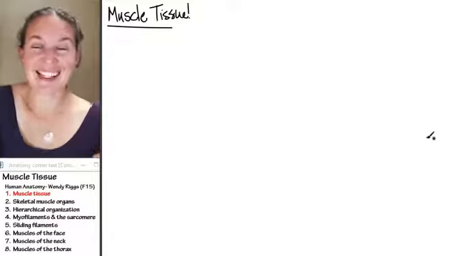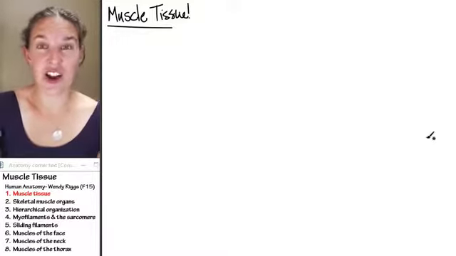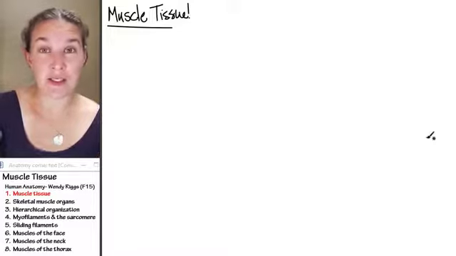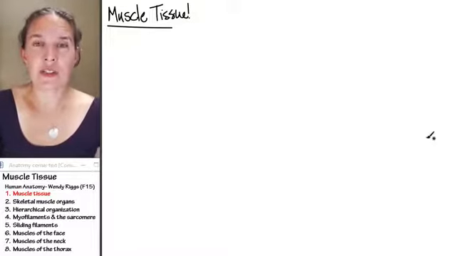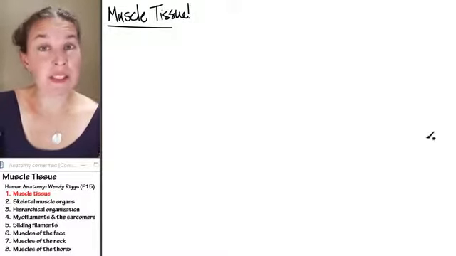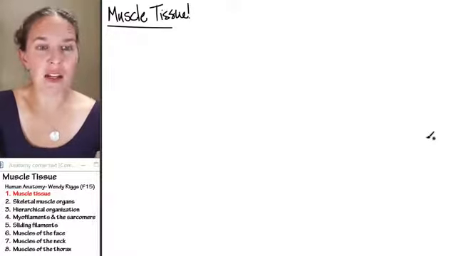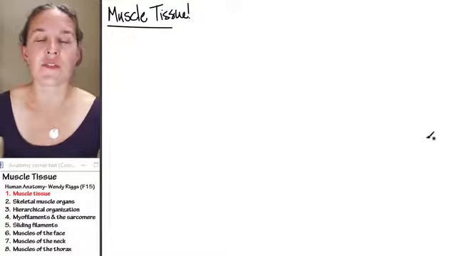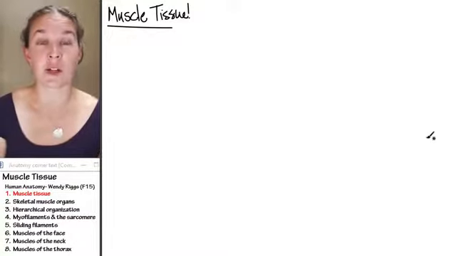Hi guys. Today we get to start our conversation about muscles. We're going to spend most of the next 3 lectures talking about skeletal muscle tissue, but there actually are 2 other kinds of muscle tissue, and I want to start us off talking about muscle tissue in general.